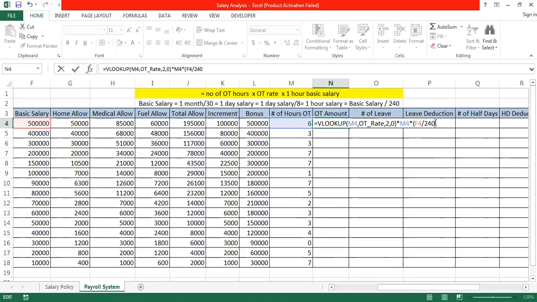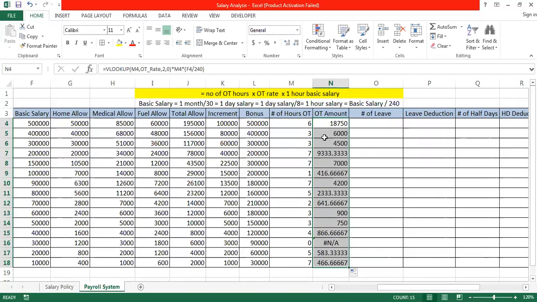So this will give me my 1 hour basic salary after dividing basic salary with 240. 1 hour basic salary multiplied by overtime, number of hours overtime has been performed, multiplied by overtime rate will give me the overtime amount. So you can see now we can reduce the number of decimal places from here. Only one decimal place is acceptable.